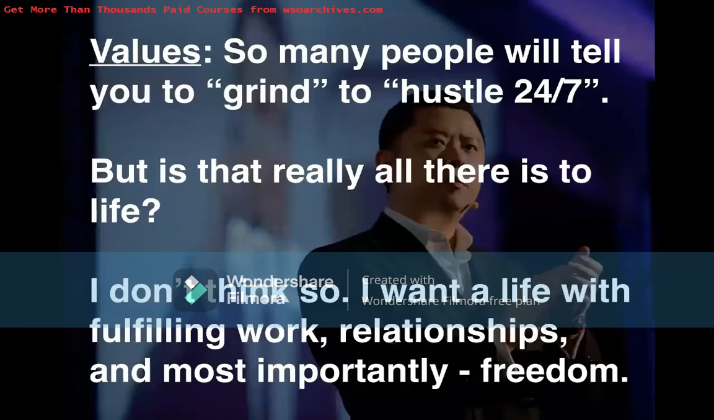So this is also kind of like throwing rocks at your enemies. And then you say, is that really all there is to life? I don't think so. And here's what I believe. I want a life with fulfilling work, relationships, and most importantly, freedom. If you agree with this, right? Maybe some people don't like fulfilling work and relationships and freedom, and that's fine. Those aren't people we want to attract. So with these value statements, you are going to repel some people, but you're also going to be attracting the right people to your message. Does this part make sense?